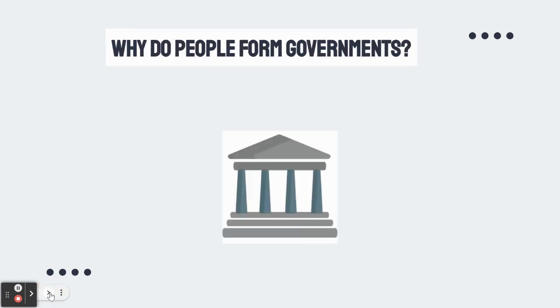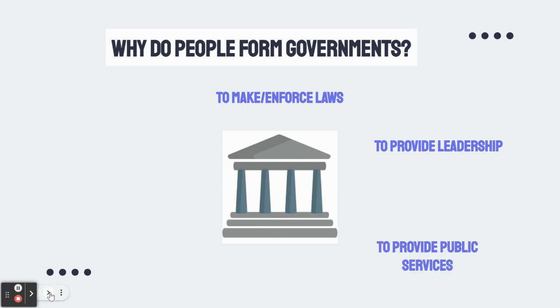So, why do people form governments? Well, to make or enforce laws. So that would go under number two, protection. So, protection, number one, order. To make and enforce laws helps keep the order. Okay, to provide leadership is another reason why people form governments, and that might go under something like the common good or order.